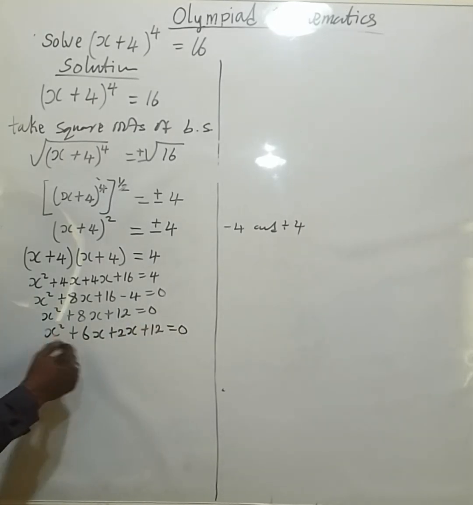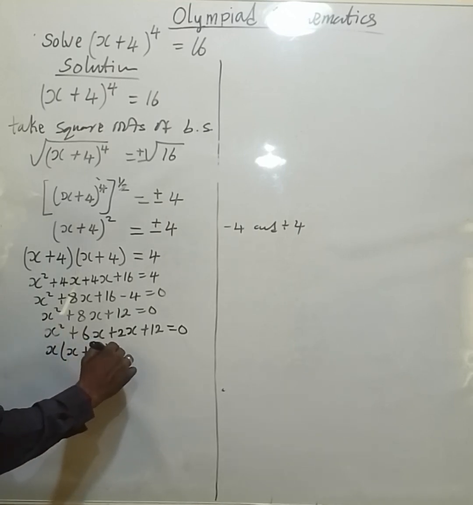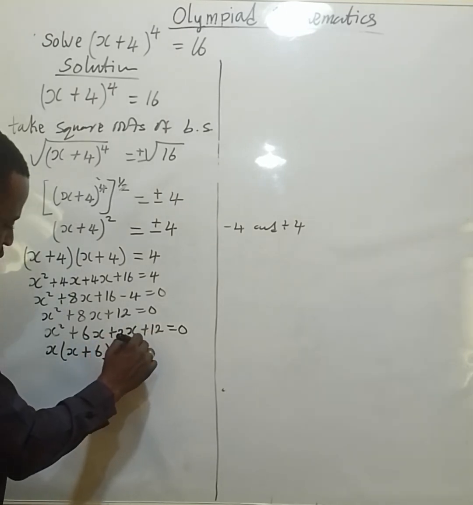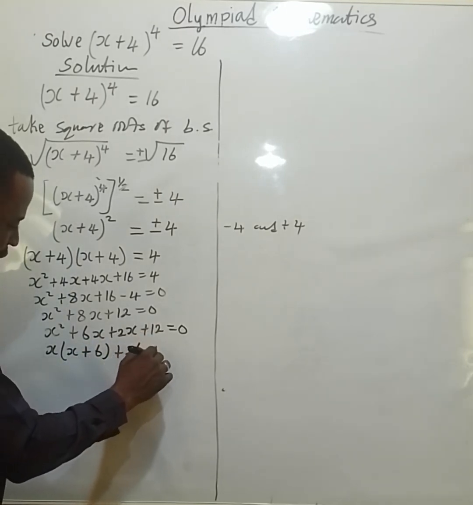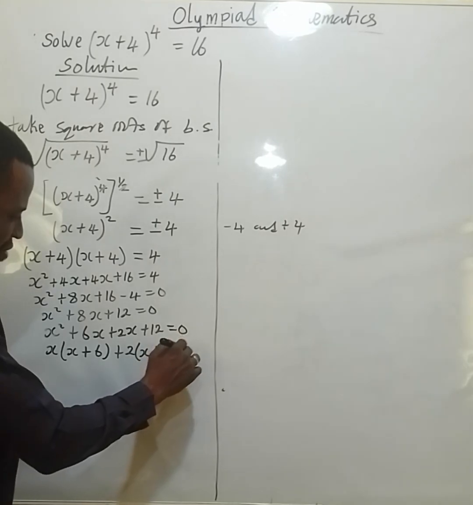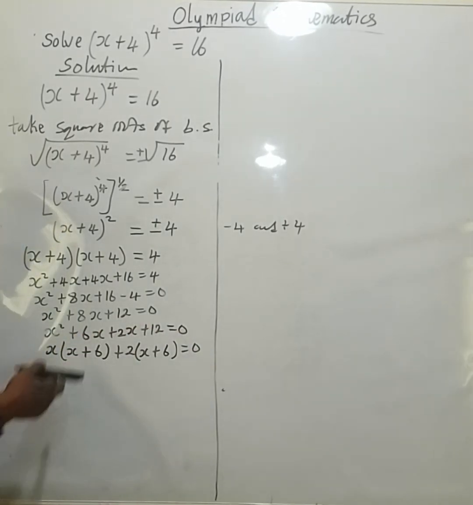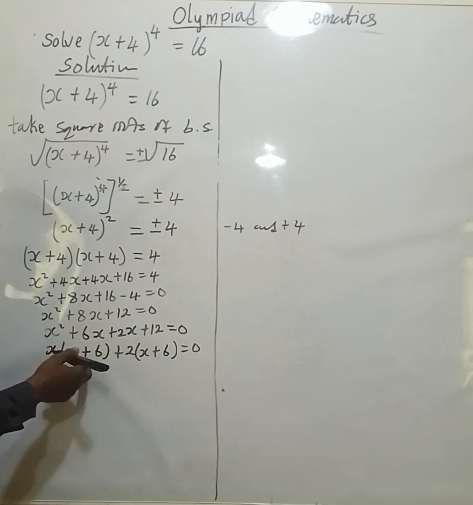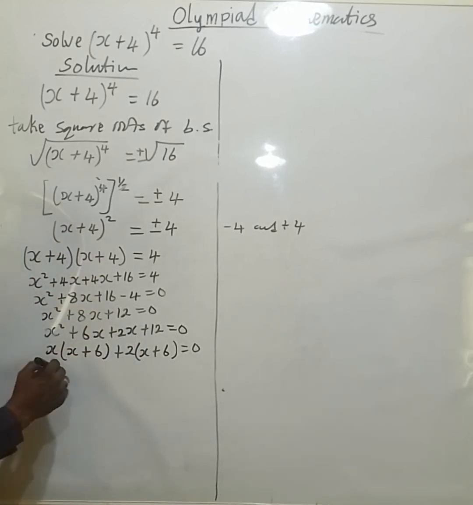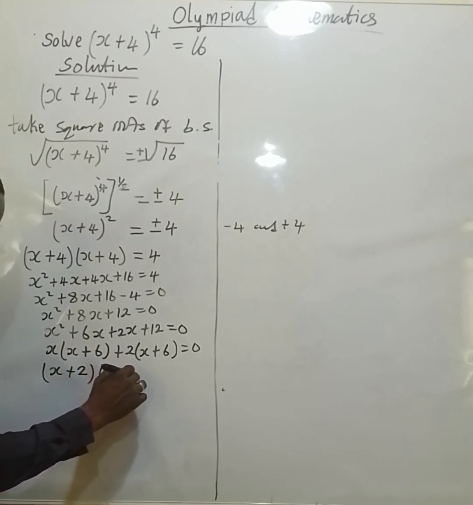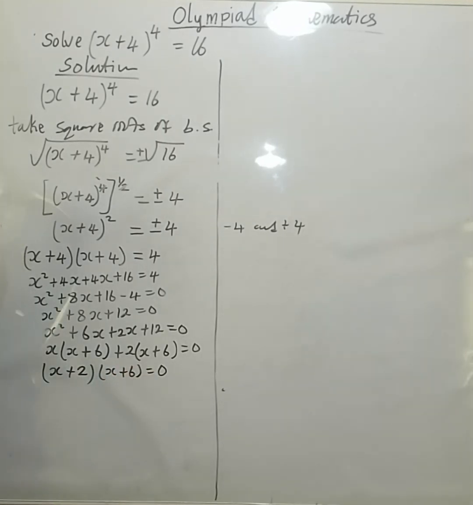Now what is the common factor here? x. x into x squared is x, plus x into 6x is 6. The common factor here is 2. 2 into 2x is x, plus 2 into 12 is 6. Everything equals 0. When you are solving a quadratic equation like this and you have the same thing in the bracket, it means you are correct, then you pick one out of them. So we pick our factor first, (x + 2)(x + 6) equals 0.